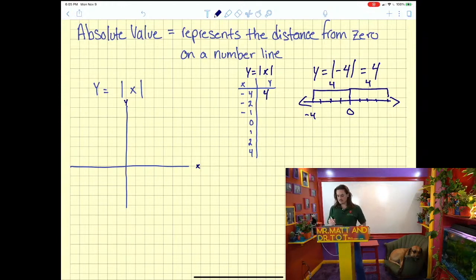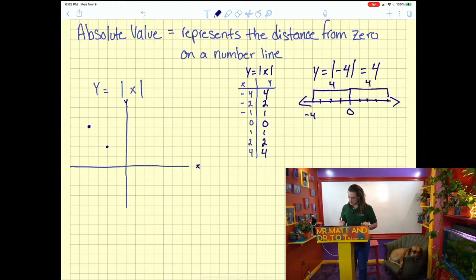For the absolute value of -2, that's going to be +2. The absolute value of -1 is +1. The absolute value of 0 is 0. The absolute value of 1 is 1. Absolute value of 2 is 2. And the absolute value of +4 is +4. So if we plot these points here: -4, 4; -2, 2; -1, 1; 0, 0; 1, 1; 2, 2; and 4, 4.